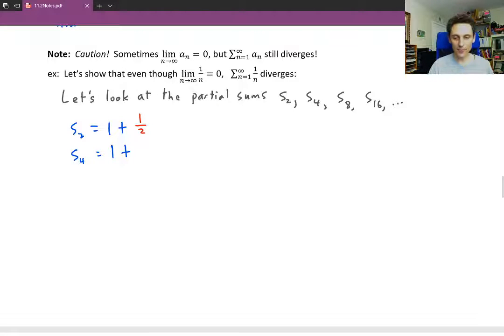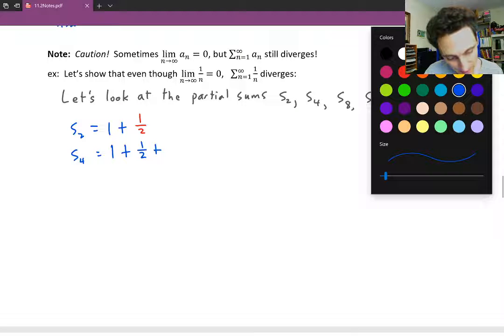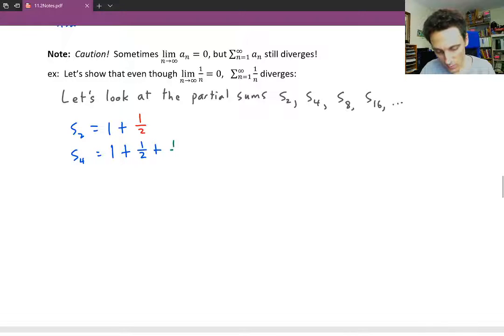All right, now s sub 4 is going to be 1 plus 1/2 plus 1/3 plus 1/4. So that's the sum of the first 4 terms. Now what we're going to do is a little bit tricky. We're going to rewrite this so that we get a different kind of sum.